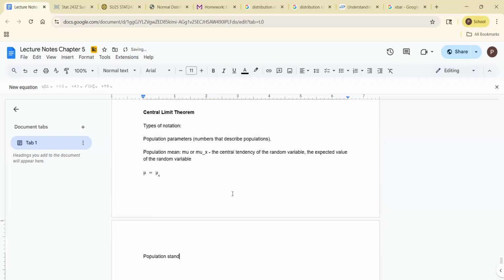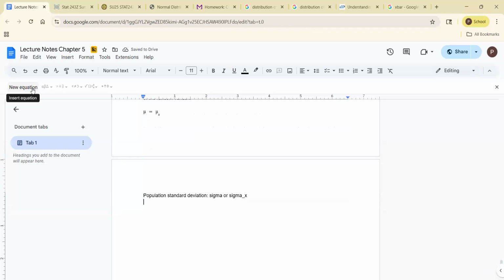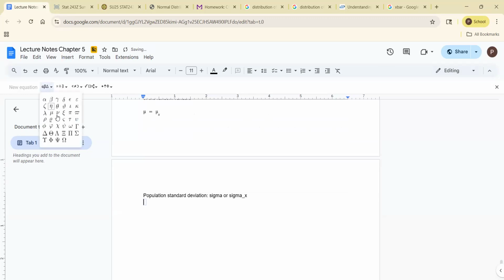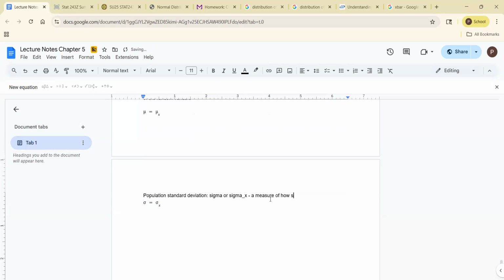Then we have the population standard deviation, sigma, or sigma sub x. And sigma is a Greek letter. It looks kind of like an O with a tail. Sigma or sigma sub x. And this is a measure of how spread out the random variable is around the mean.